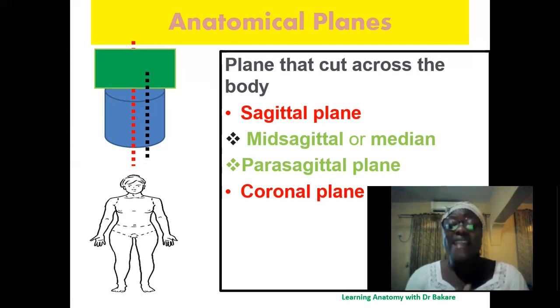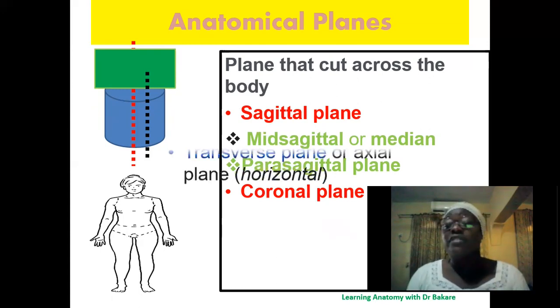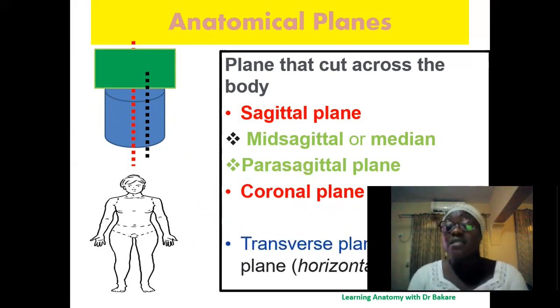The sagittal plane tends to divide the body into a right and a left part. The coronal plane tends to divide the body into the anterior part and the posterior part. Then the second form of plane is the transverse plane. This is also known as the axial plane or the horizontal plane.